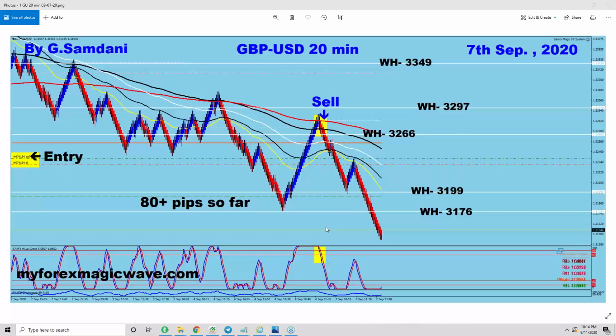This indicator turning to the downside, blue candle turning red. And here, this yellow line has to be below this black line. So that's pretty much the setup, and you will see the same setup again and again. So let's move on. 7th September, Pound USD 20-minute short for 80 pip.